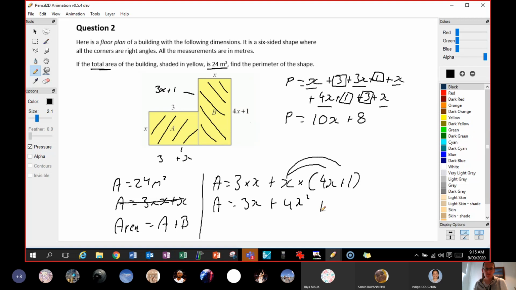So now I can write that and simplify it and collect my like terms. You always collect your like terms. So that's going to be 4x squared plus 4x. Now we know that the area for this was actually 24.